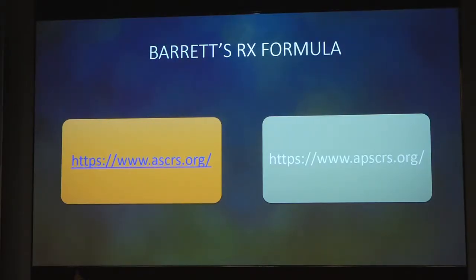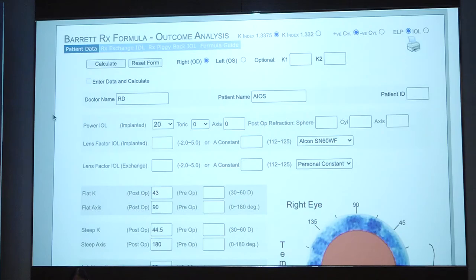For most secondary IOLs, the go-to formula is what Dr. Arup told us in the beginning during his talk. The Barrett suite of formulas also has an outcome analysis, or the Barrett RX formula. Here, please see the top. You have the patient data on top.